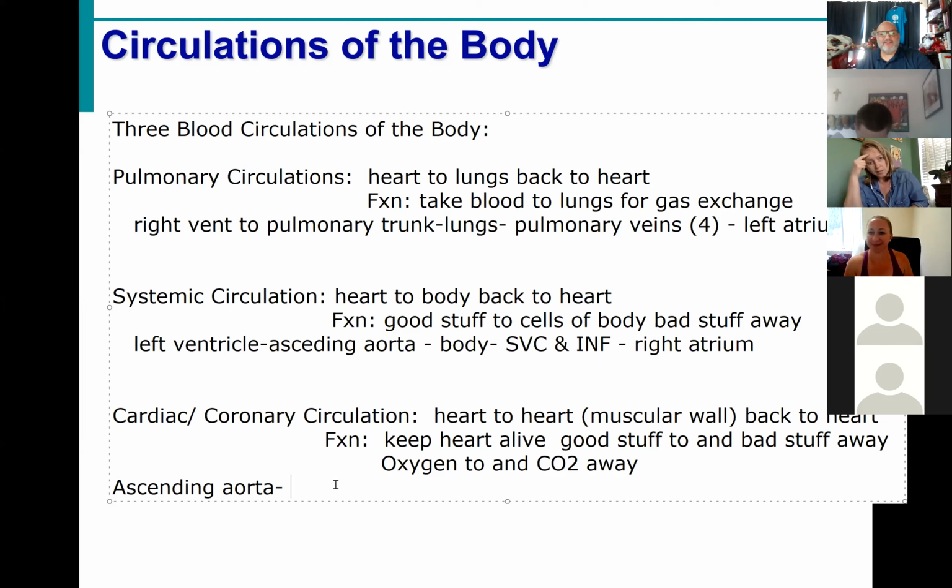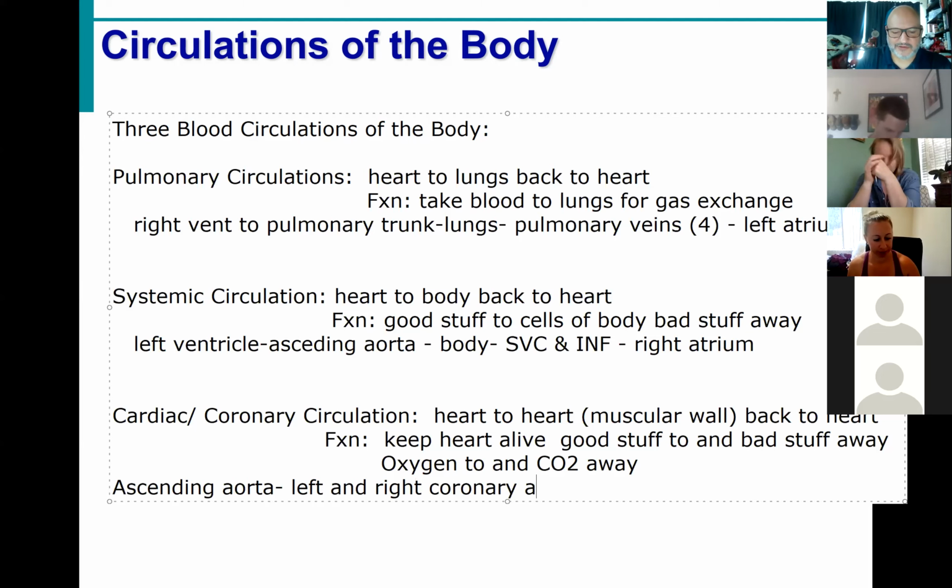There you go. Excellent. They are indeed the left and right coronary arteries. We'll look at the pretty picture of this in just a second. These left and right coronary arteries are what feed the muscle of the heart.